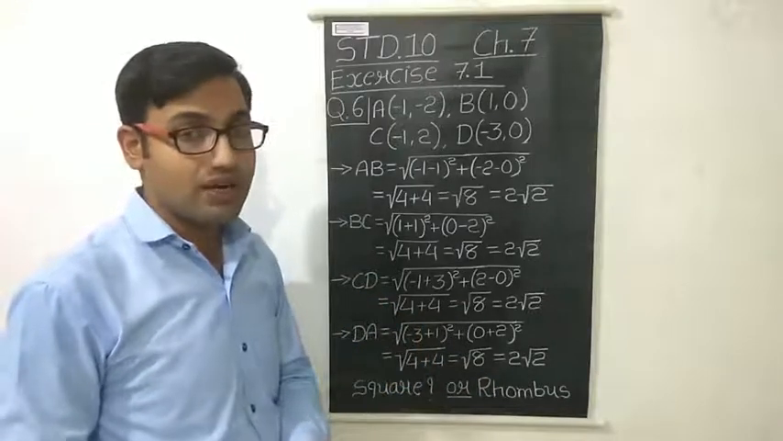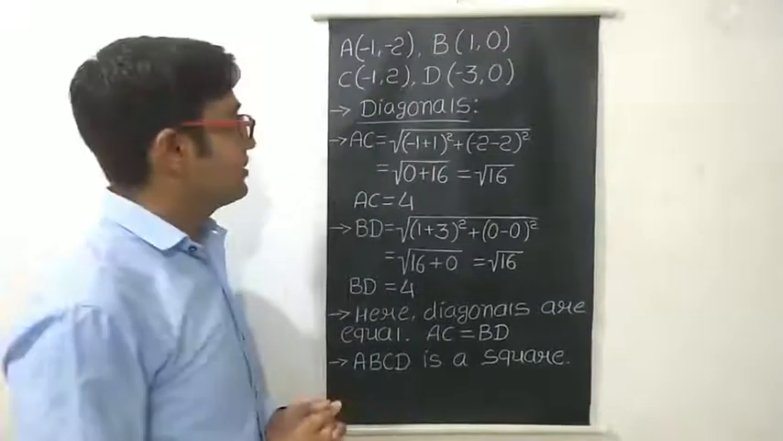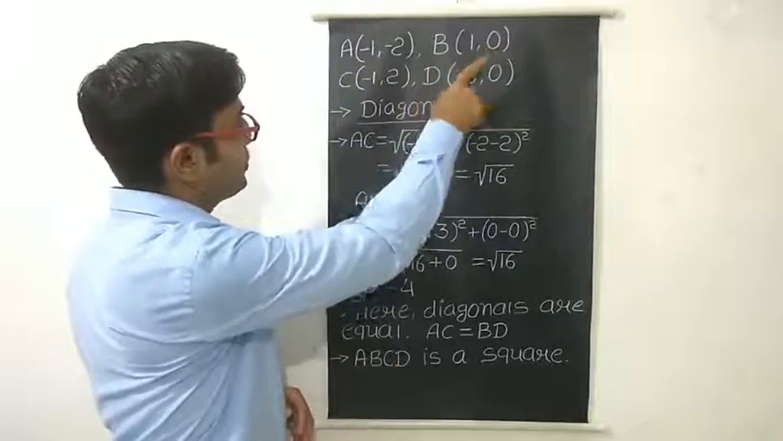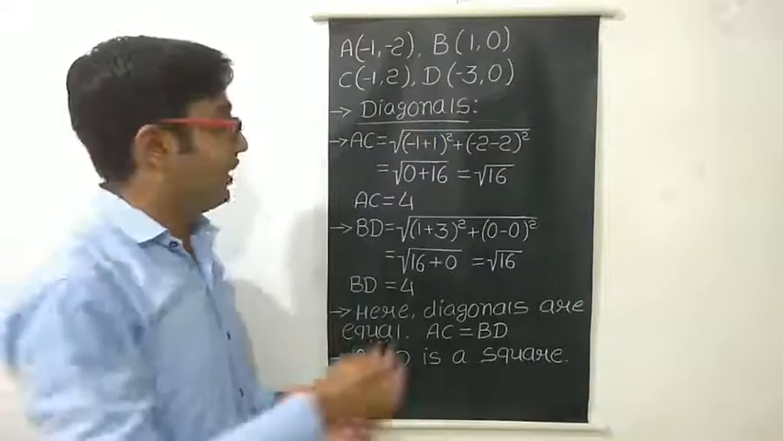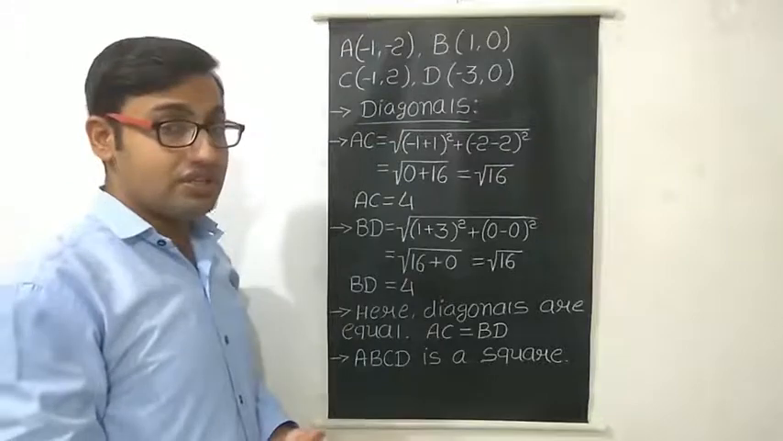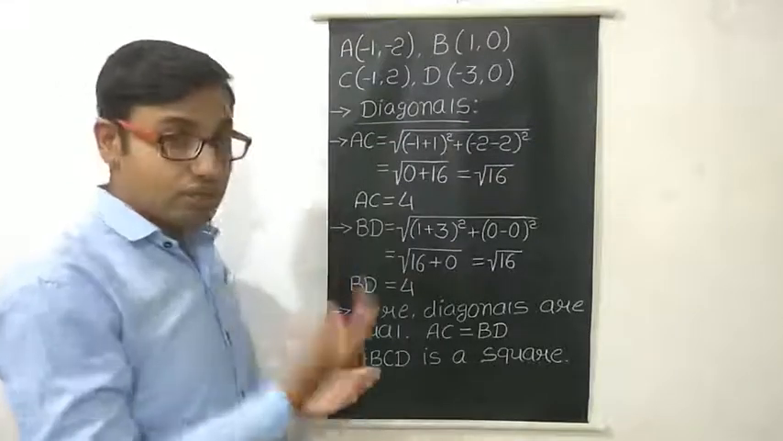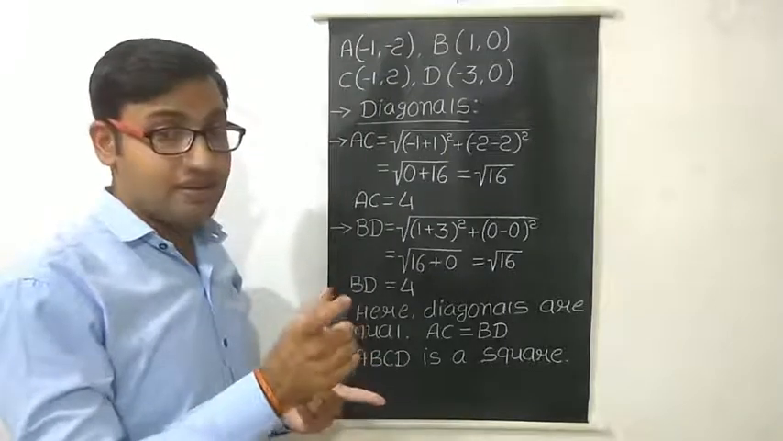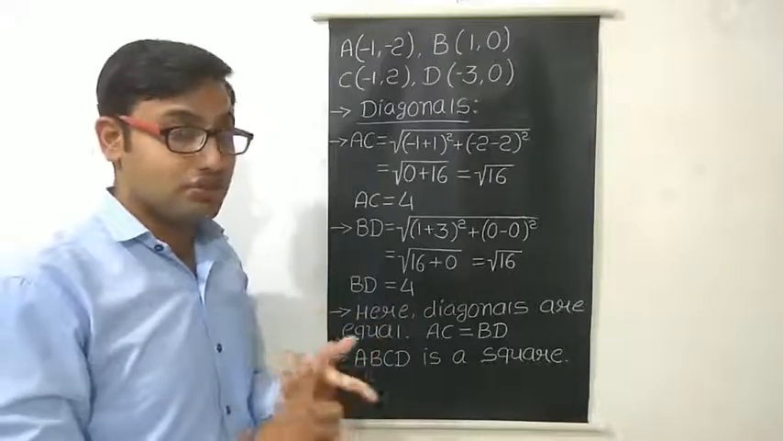So now what we have to find out? The diagonals. Let us again write down all the coordinates. Point A is (-2, -3), B is (1, 0), C is (-1, 2), and D is (-3, 0). Now we have to find out the diagonals. How can you decide which will be the diagonal? Here we have found all the distances AB, BC, CD and DA, and all are equal. That means all four are the sides.